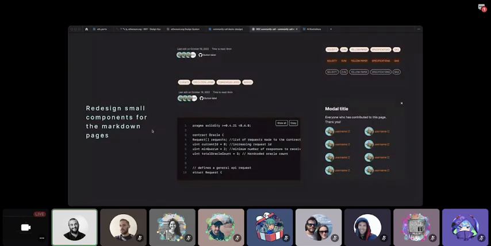Some of the components that we have been working on for the markdown pages, as I mentioned, are small details, crafting small design details using Chakra as a base. As you all know, we have been migrating to Chakra. Pablo will talk a little bit more about that.